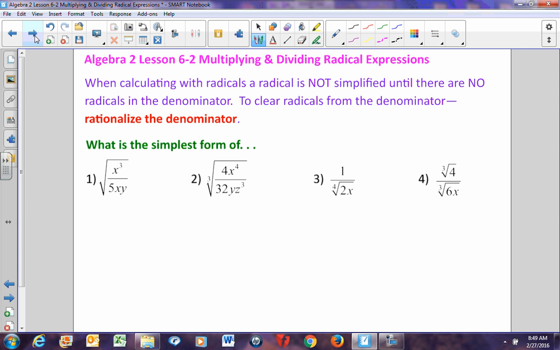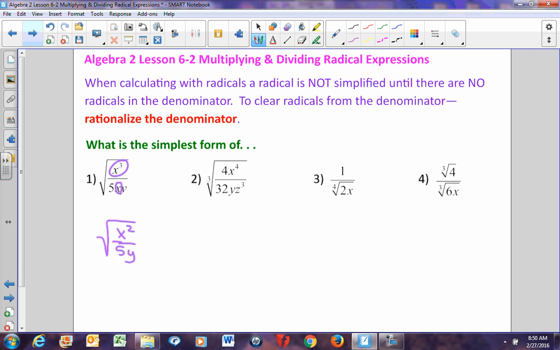We've done this before. We did it with imaginary numbers too. You had to multiply by a conjugate to get rid of the imaginary part. Here you have to look at the root that you're looking for to get rid of your root, to make sure you don't have any extra roots. So if I've got the square root of x to the third over 5xy, the first thing I'm going to do is simplify this as much as I can. I know I have 3 x's up here and 1 x down here, so I know one of those can go away. So this becomes the square root of x squared over 5y.